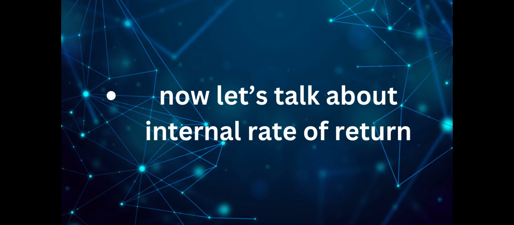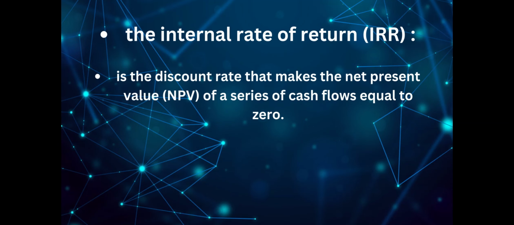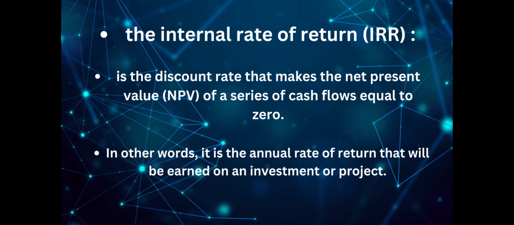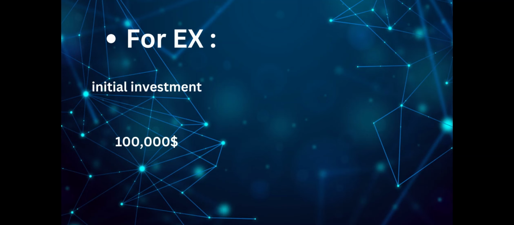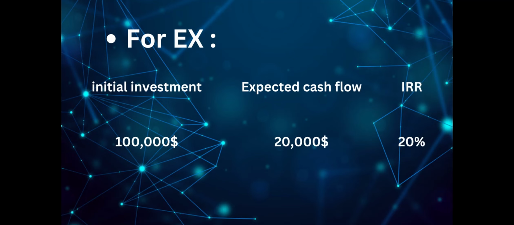Now let's talk about internal rate of return. It is the discount rate that makes the net present value, NPV, of a series of cash flows equal to zero. In other words, it is the annual rate of return that will be earned on an investment or project. An investment requires an initial investment of $100,000 and is expected to generate cash flows of $20,000 per year for the next 5 years. The ROI of the investment is 20%. This means that the investment will earn an annual return of 20%.